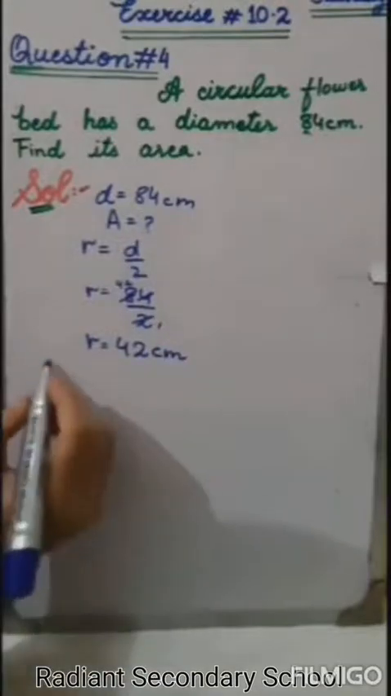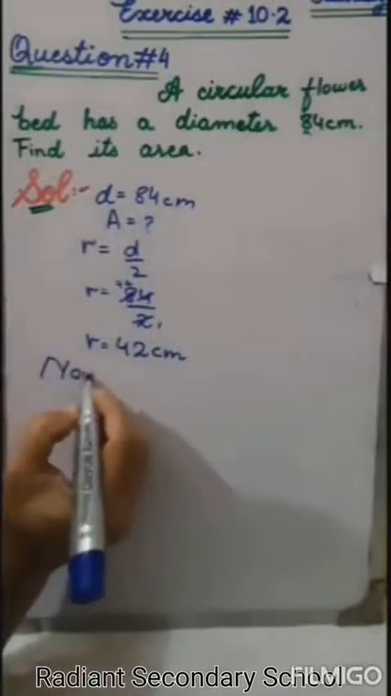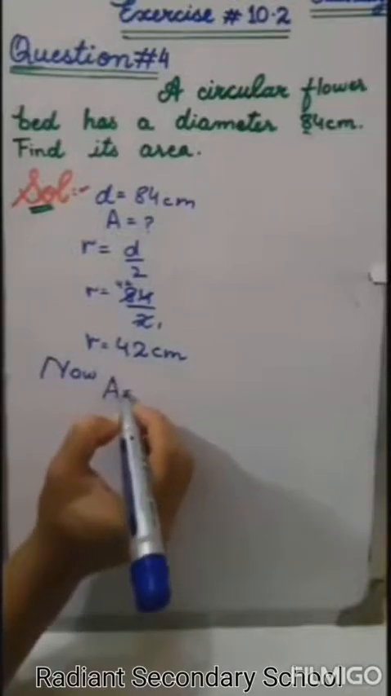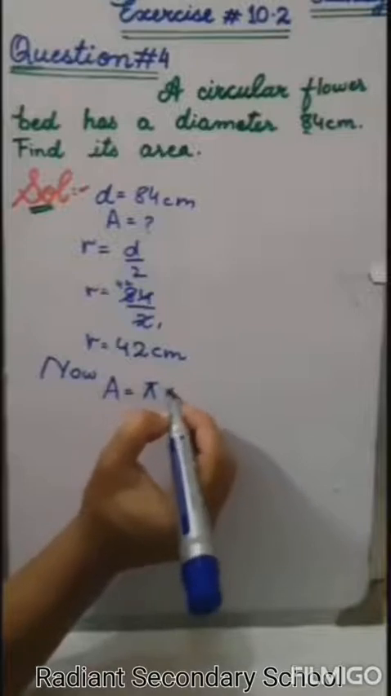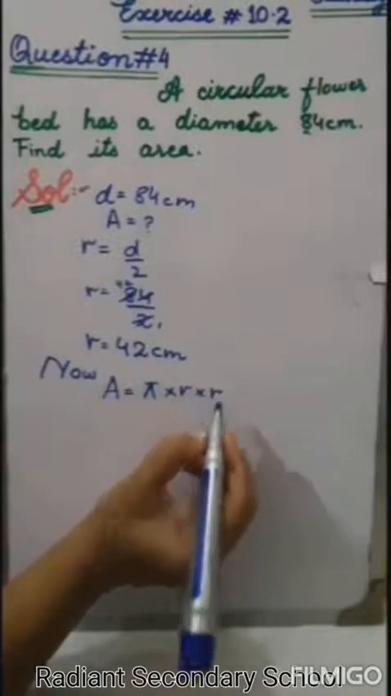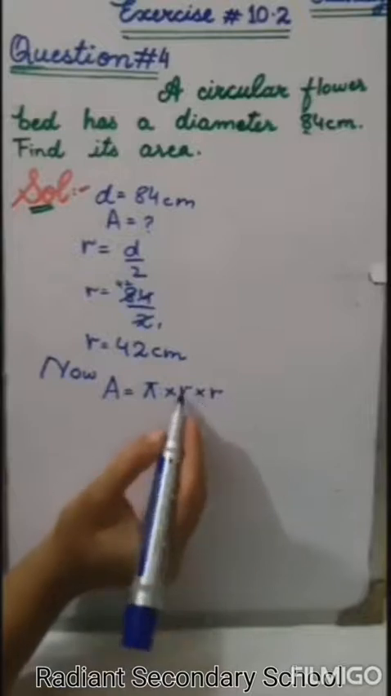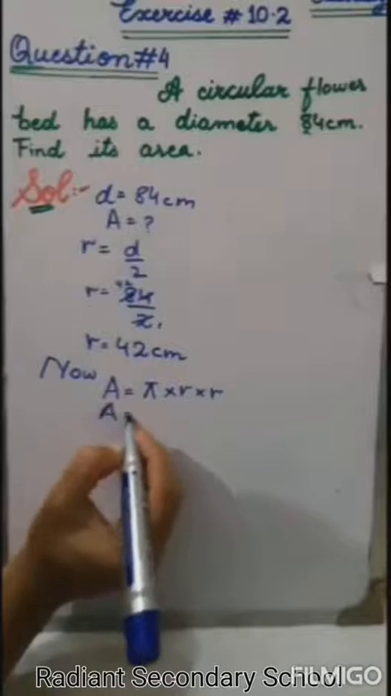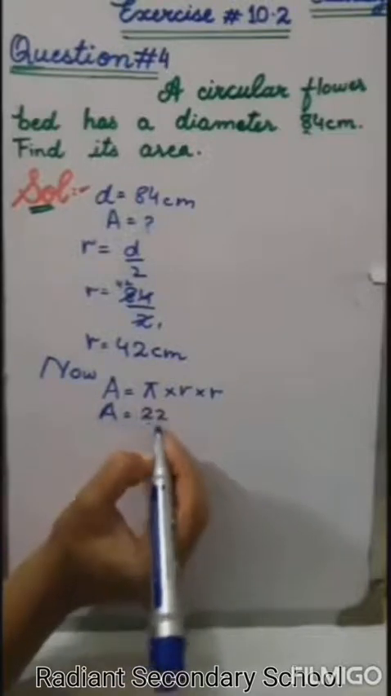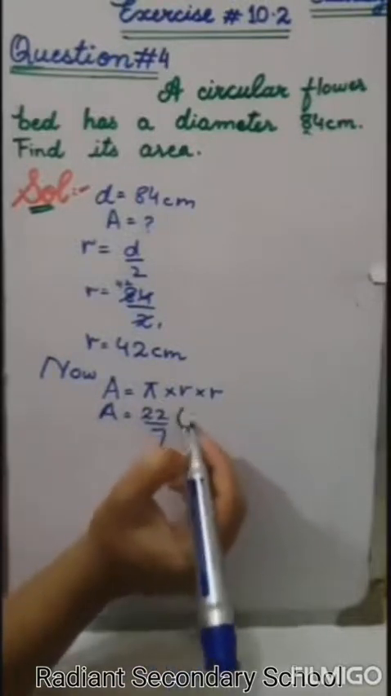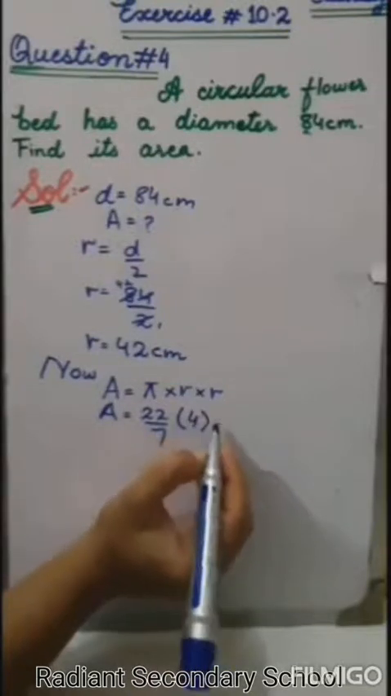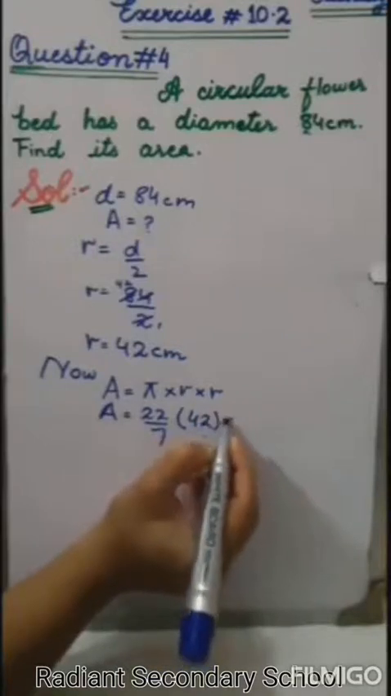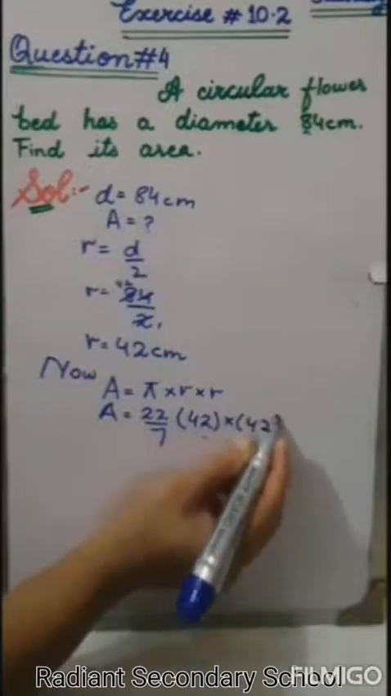Now actually we have to find area. So formula of area is pi multiplied by r multiplied by r. Okay, r square, or you can write r multiplied by r, same thing. Now put the values here. Value of pi is 22 by 7. R is 42. Again r is 42. Now simplify it.